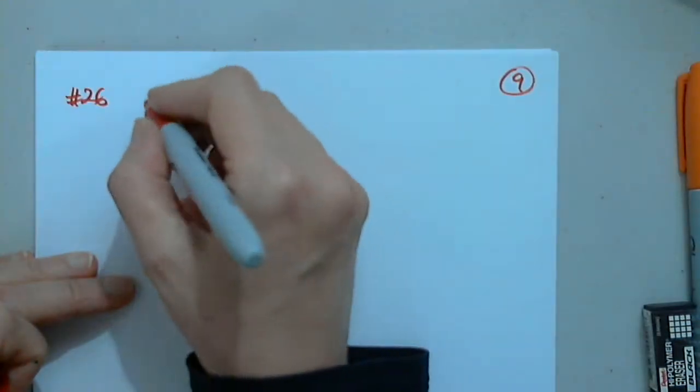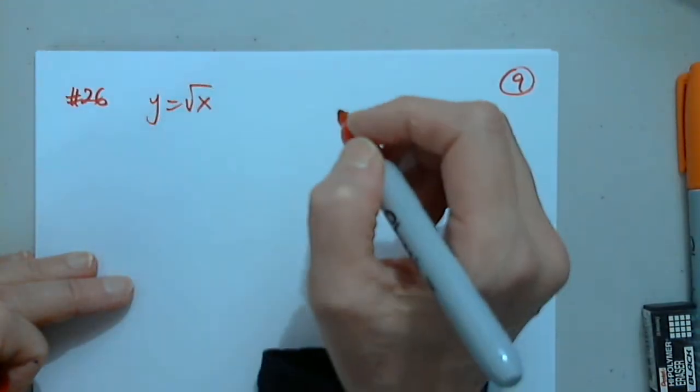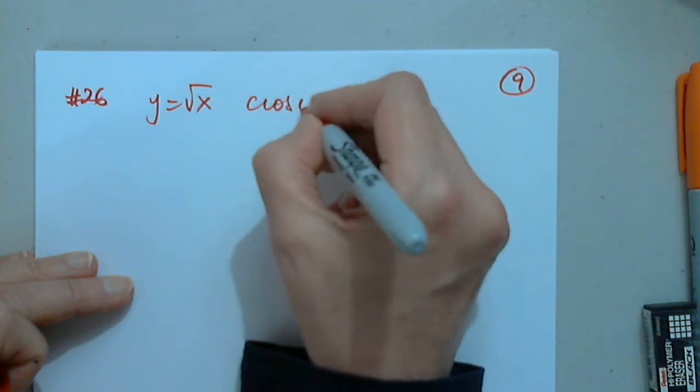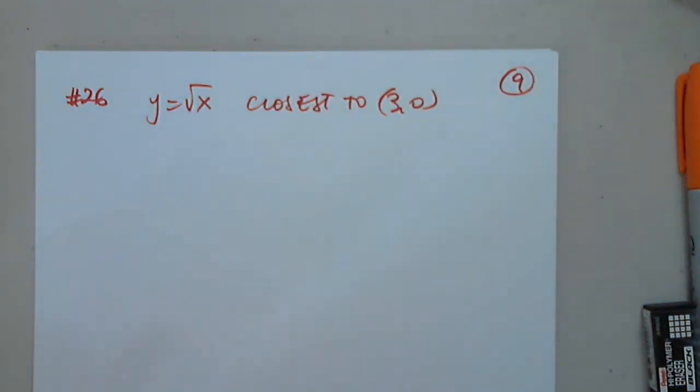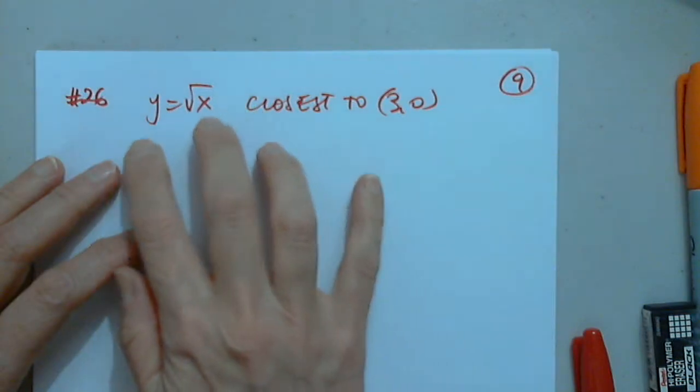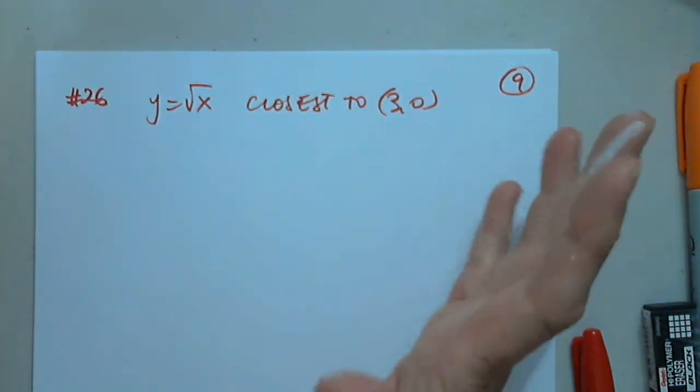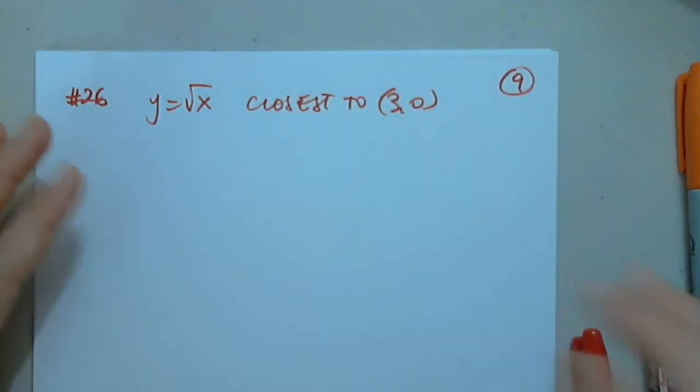Find the point on the curve y equals the square root of x that is closest to (3, 0). And then I'll let you choose if you like. If not, I'll continue choosing. Okay. So what is this problem telling us, and what is it asking?